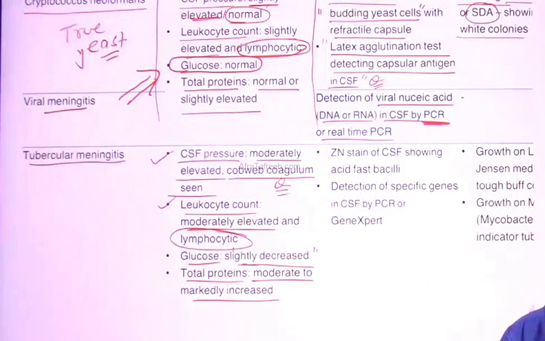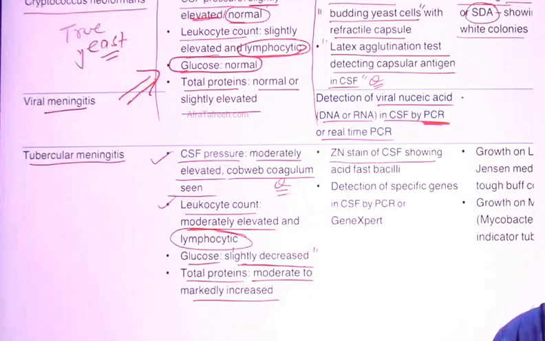But glucose, you see, is slightly decreased here, whereas the glucose remains normal in the fungal as well as viral, whereas it decreases to a low level, less than 40 milligram per dL, in the case of the pyogenic ones. Okay, now how to go for the diagnosis?